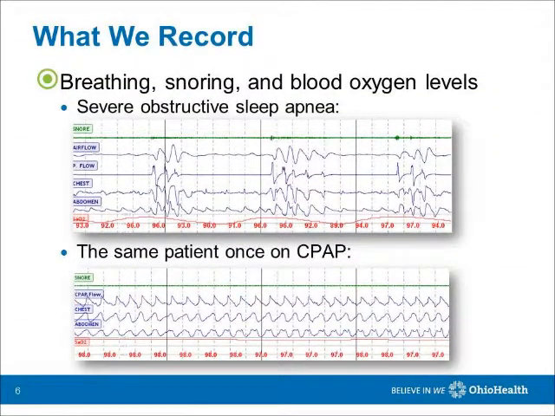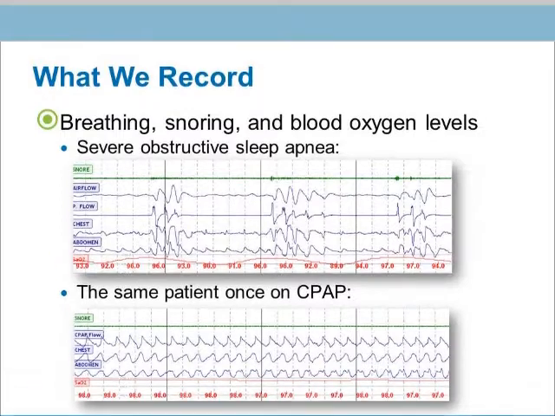The top image here is from the sleep study of someone who has severe obstructive sleep apnea. You can see that the airflow channels go flat, indicating that this person stopped breathing, and then blood oxygen levels drop as a result. With severe apnea, this pattern happens over and over all night long. This particular individual had such severe apnea that continuous positive airway pressure, or CPAP therapy, was started that same night in the sleep lab. The bottom image shows how CPAP normalized breathing patterns and oxygen levels.